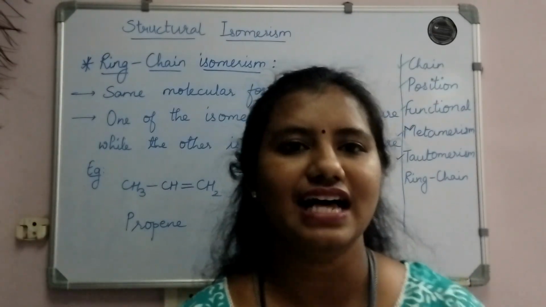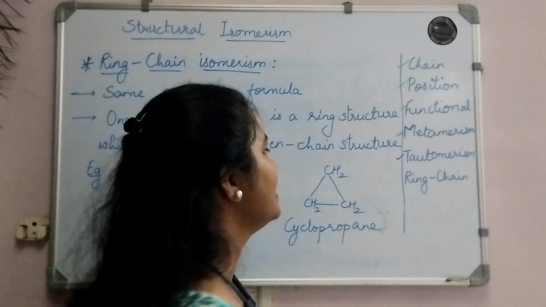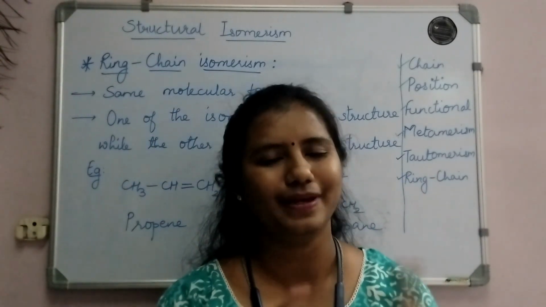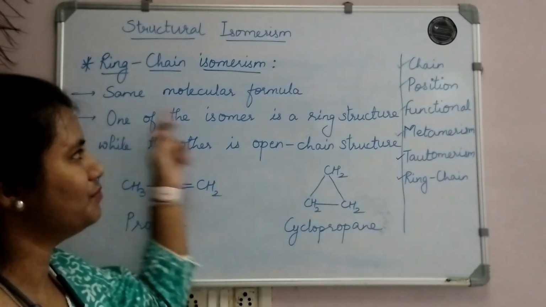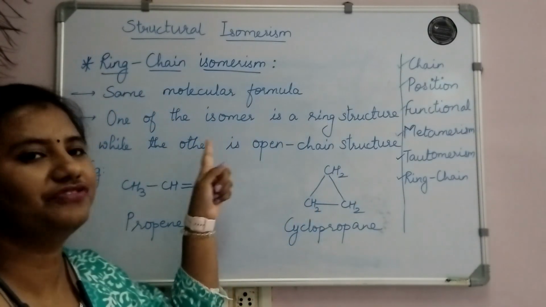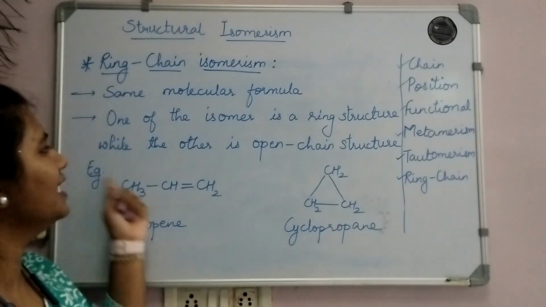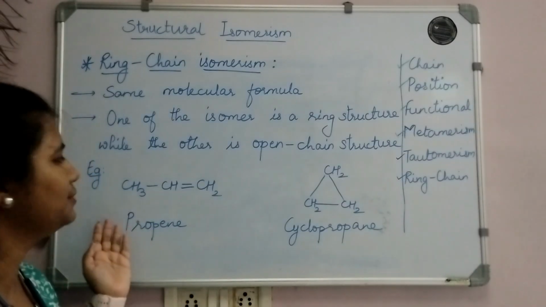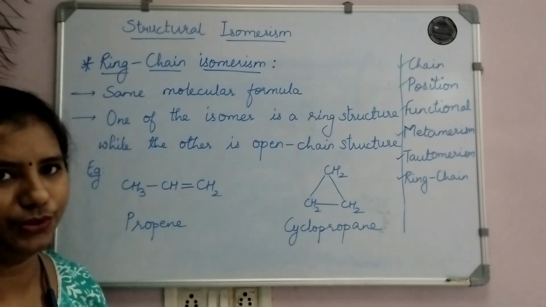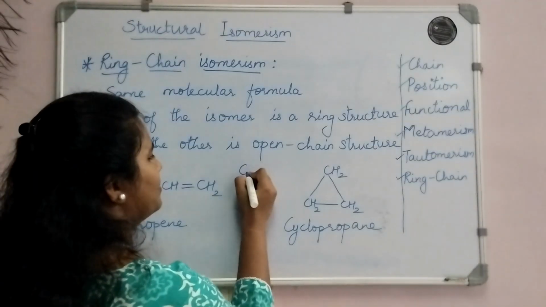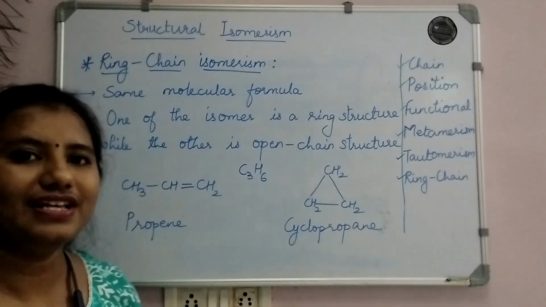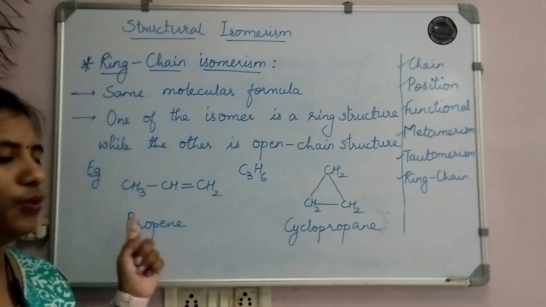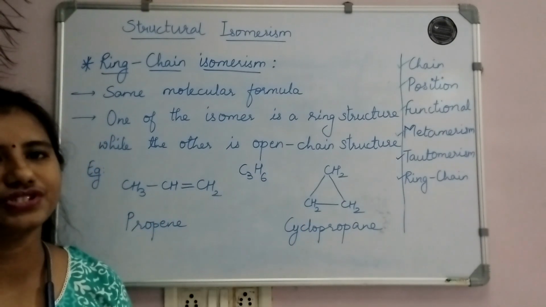We now head on to the last part of structural isomerism, that is ring chain isomerism. Now, what ring chain isomerism is, is completely clear from its name itself. Here we have the same molecular formula, but one of the isomers will have a ring structure like this, while the other isomer will be an open chain structure. I have taken the simplest example that we can take, that is propene, and here I have cyclopropane. The molecular formula for both of them is C3H6. As you can see, both the molecules have the same molecular formula, but one of them is an open chain structure while the other one is a closed ring structure.